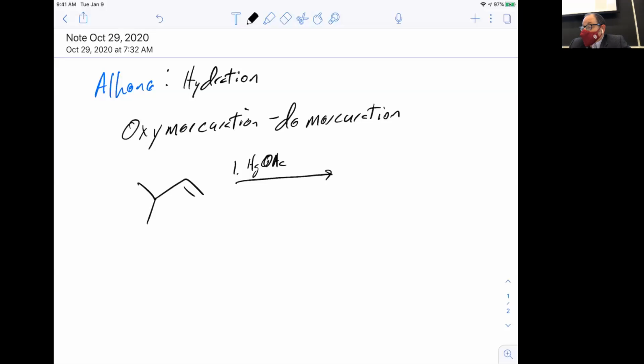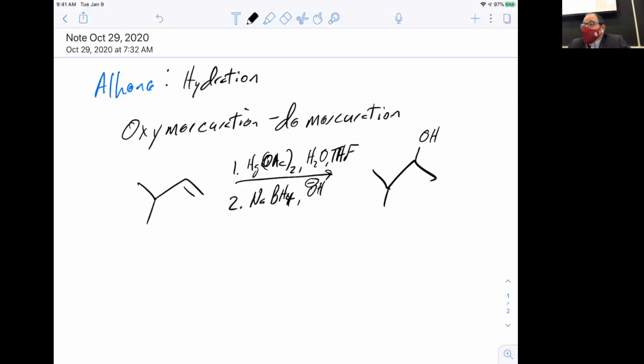Oxymercuration demercuration uses mercury acetate, water, and THF. THF is tetrahydrofuran. It's a solvent. Now this is a two-step reaction. You never do the first step without the second, but it's two processes. You add the first set of reagents, then you add the second set of reagents. The second set of reagents is sodium borohydride and base. Okay, and this gives us an alcohol.